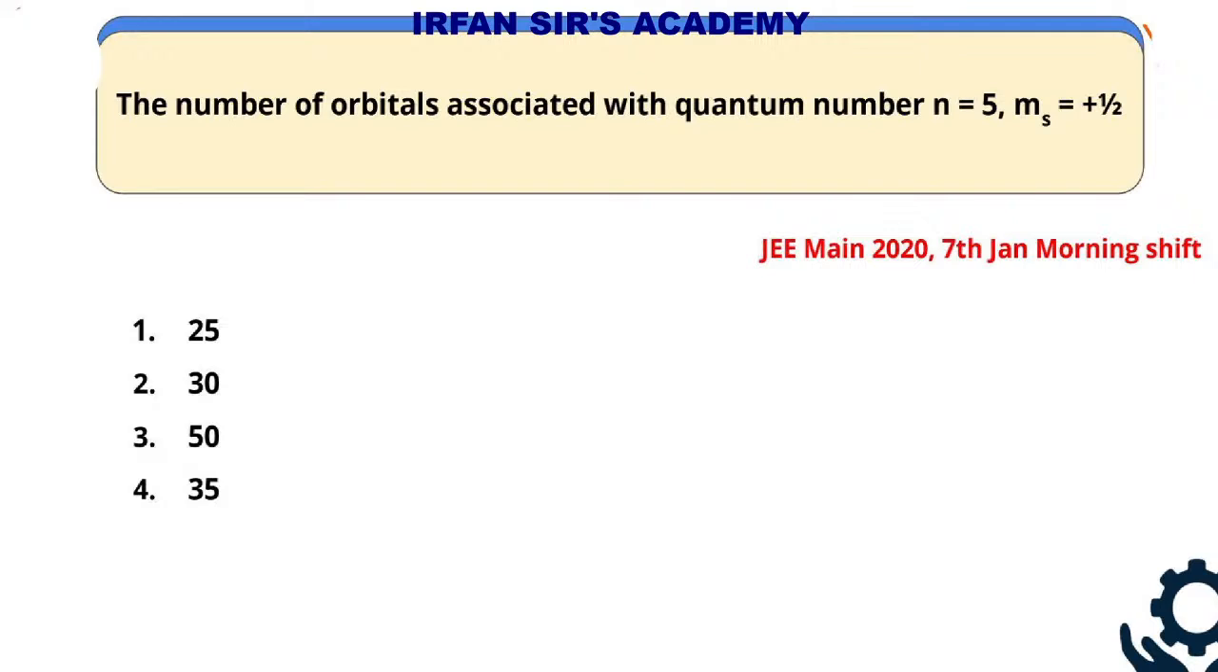All of you tell me what is the answer for this question. How many orbitals are associated with quantum number n equal to 5? It means in shell n equal to 5, the fifth shell, how many orbitals are present? For that, the value of ms, the spin quantum number, is plus half, which means there is upspin. Half of it, 25.